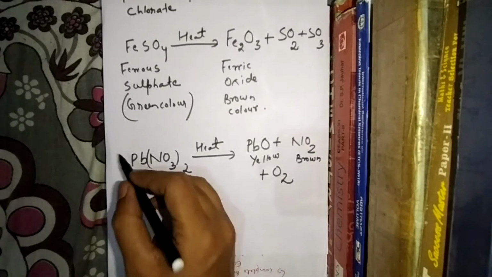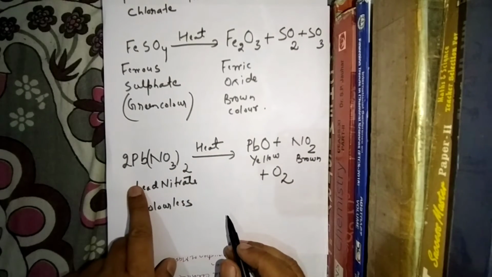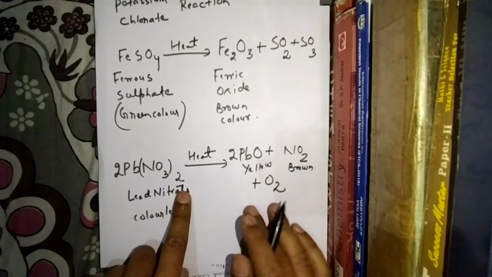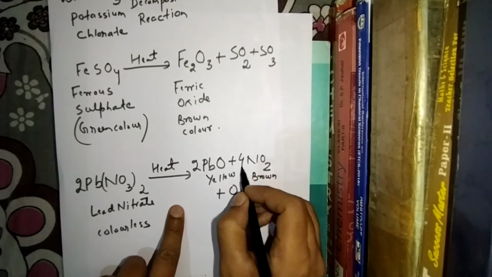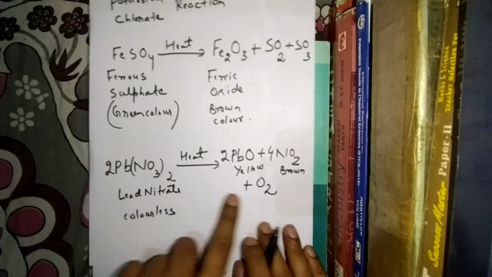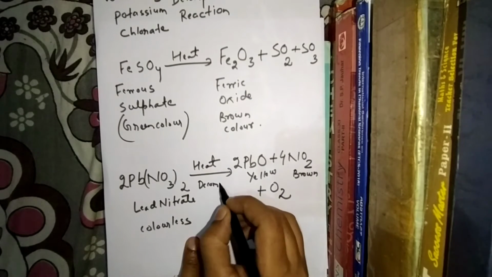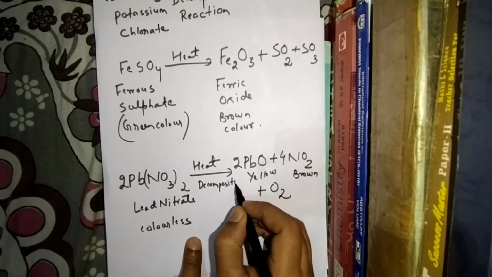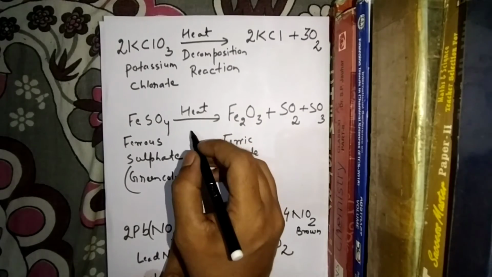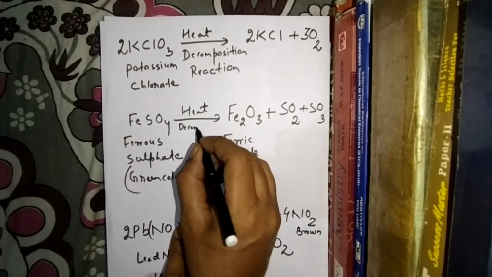So again let us balance this equation quickly. 2Pb(NO3)2 gives you 2PbO plus 4NO2 plus O2. ओके, तो यहाँ पे हम डिकम्पोजिशन भी लिख देते हैं क्योंकि ये रिएक्शन जो हो रही है वो हीट की मदद से हो रही है. यहाँ पे भी हम डिकम्पोजिशन लिखेंगे.